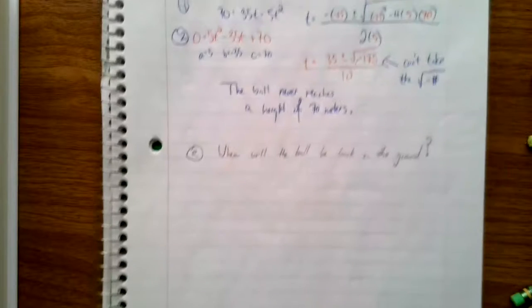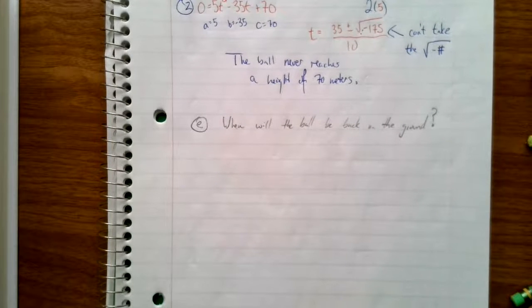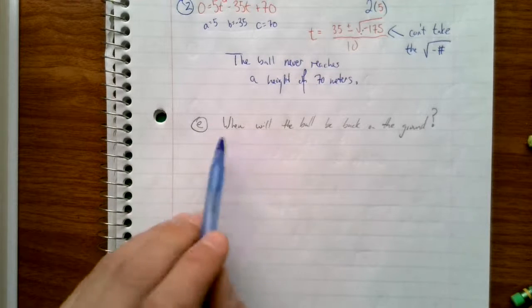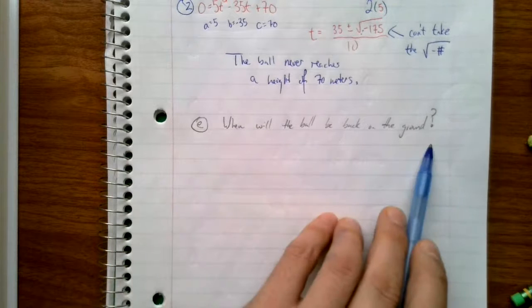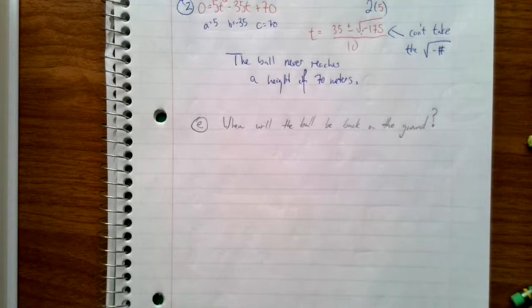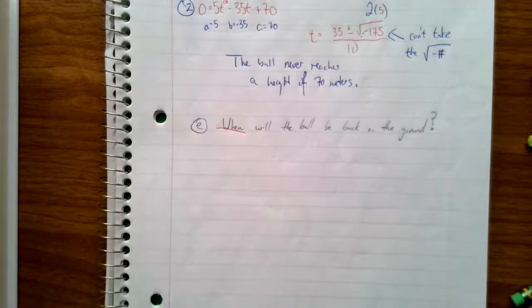The last question we're going to do, pertaining to this single situation of a ball being thrown upwards with an initial velocity of 35 meters per second, is when will the ball be back on the ground? A key word here is when. Because this is a question about when, we need to remember that we're going to use the quadratic formula to solve for a certain value of time.